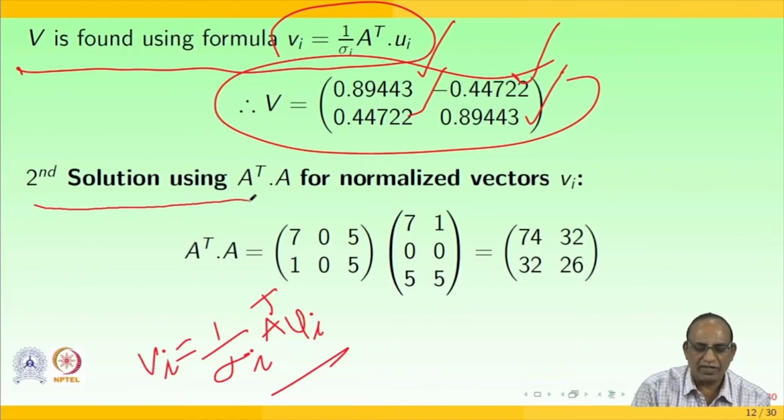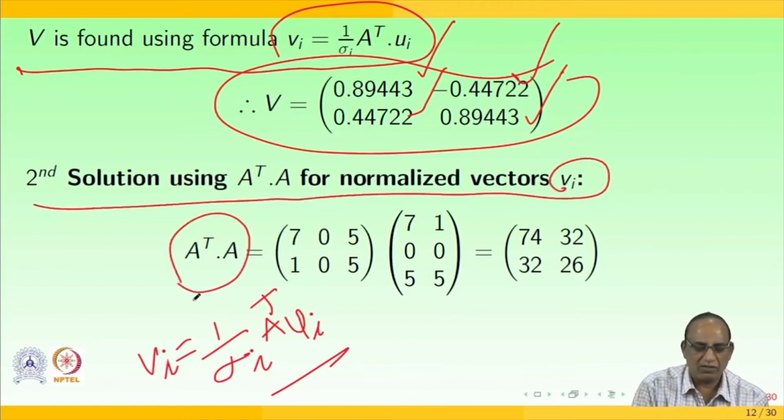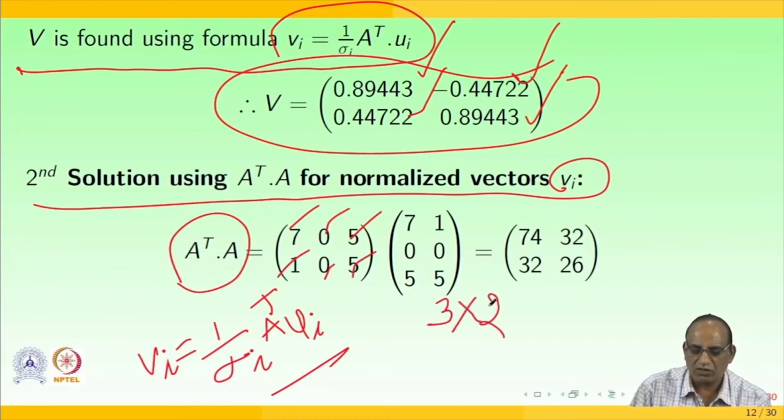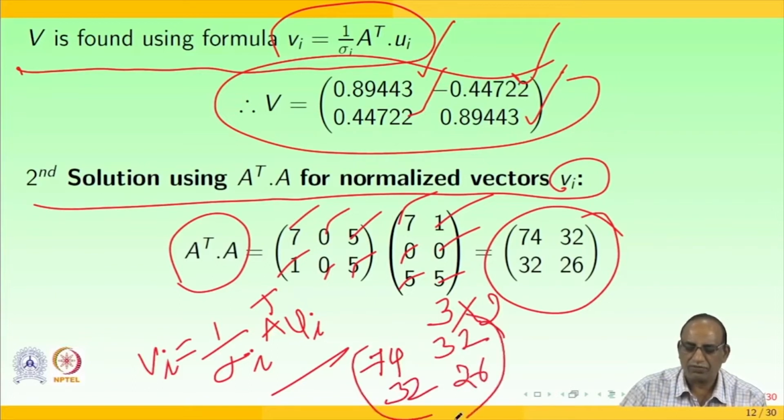Second solution using A transpose A for normalized eigenvectors Vi. The matrix A transpose A is the product of 3 rows 2 columns matrices 7, 1, 0, 0, 5, 5. So ultimately it turns out to be this matrix 74, 32, 32, 26.